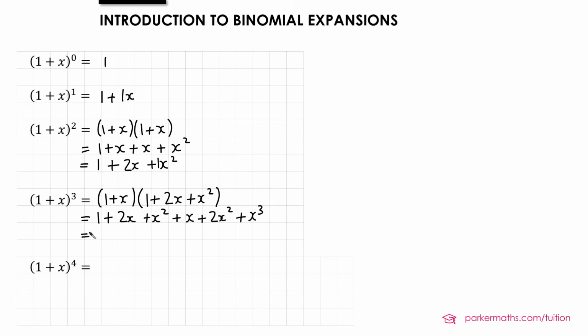Then we can simplify. We've got 1, and then 2x plus x gives me 3x. x squared plus 2x squared gives me 3x squared. And then we've got plus x cubed, but once again, I'm going to write this as 1x cubed. For the last one, we'll first write it as 1 plus x multiplied by what we got for 1 plus x cubed.